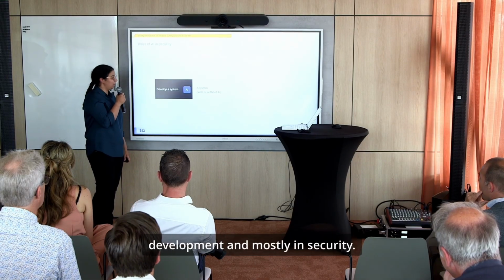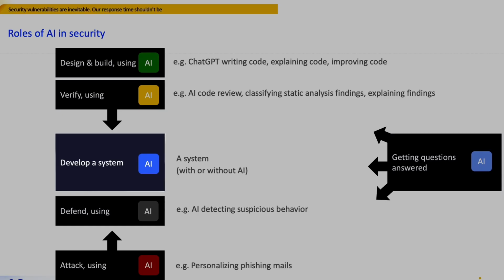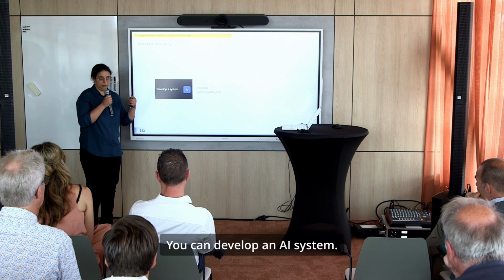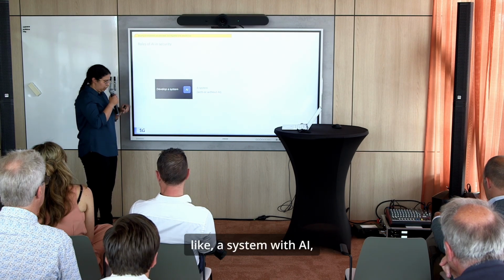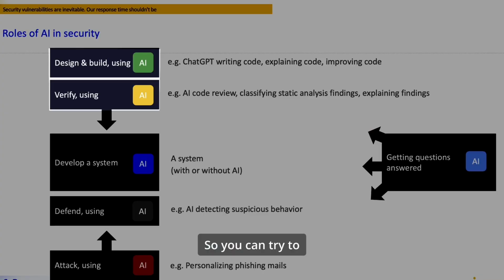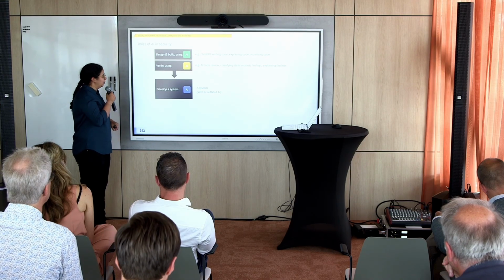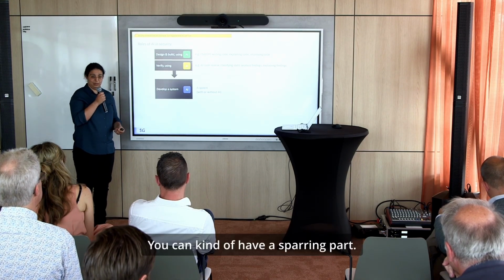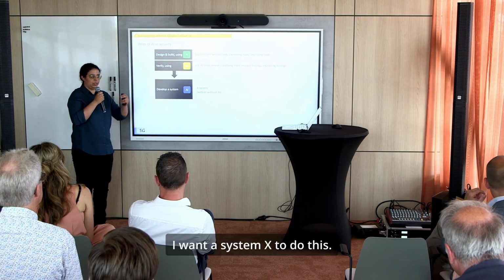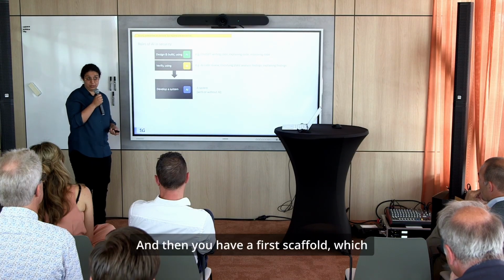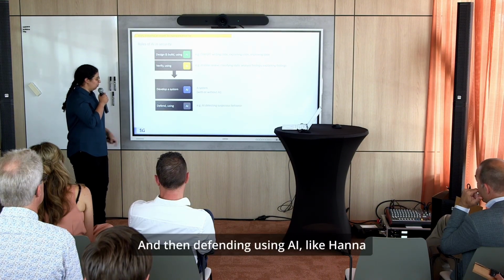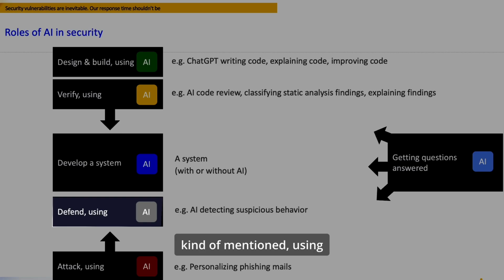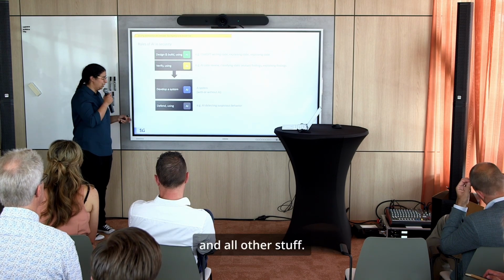But now, AI in development, and mostly in security. What is its role? So first of all, you can develop an AI system. You can develop a system using AI. And then with that development of AI, or a system with AI, you can add extra facets. So you can try to verify your code using AI. This is actually the part that I'm researching at the moment. But you can also use it to build your design. You can have a sparring partner: I want a system X to do this, how would the design look? And then you have a first scaffold, which is actually really smart to use, and it helps also with brainstorming. And then defending using AI, like Hanna mentioned, using AI to do anomaly detection and all other stuff.